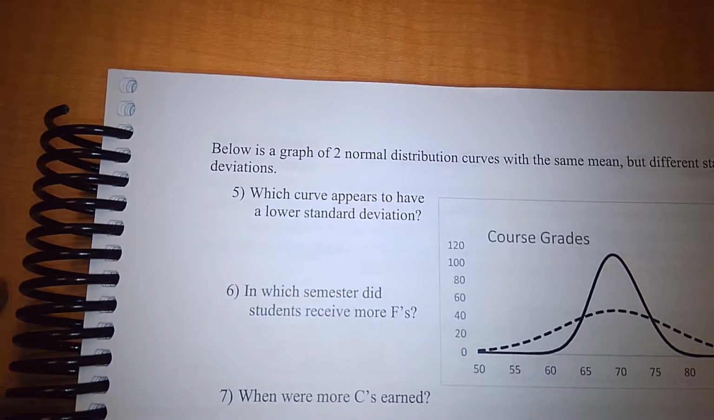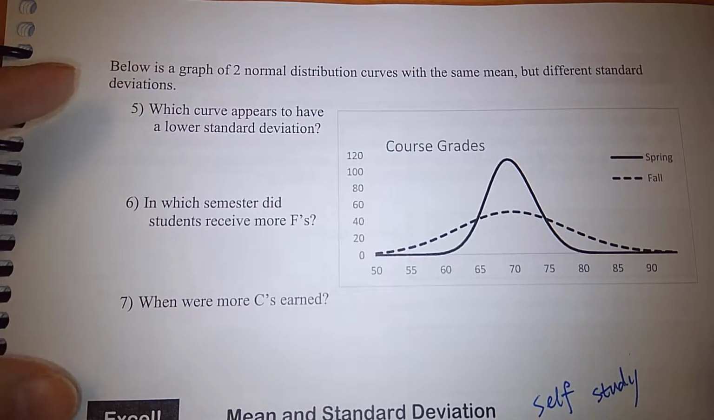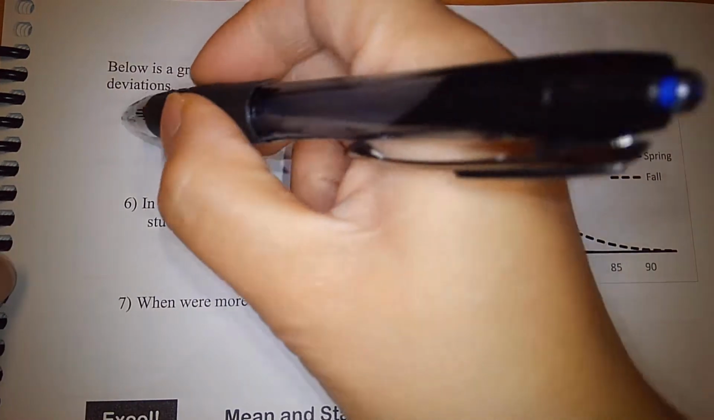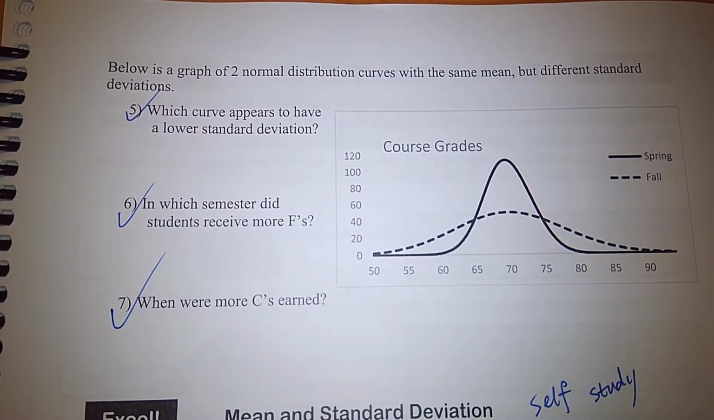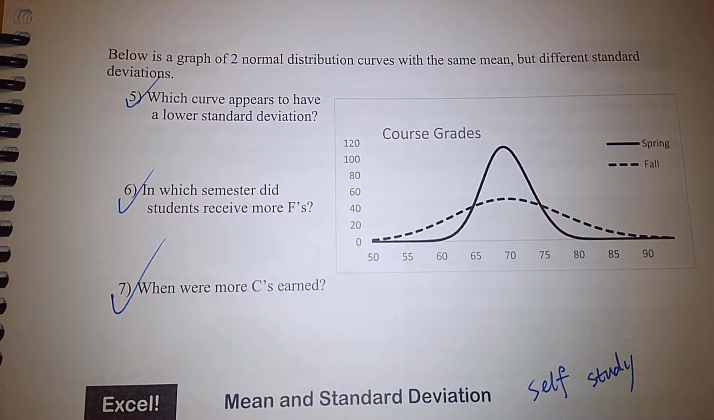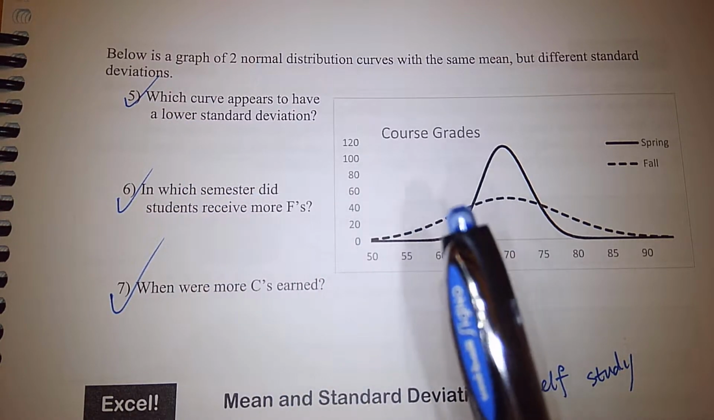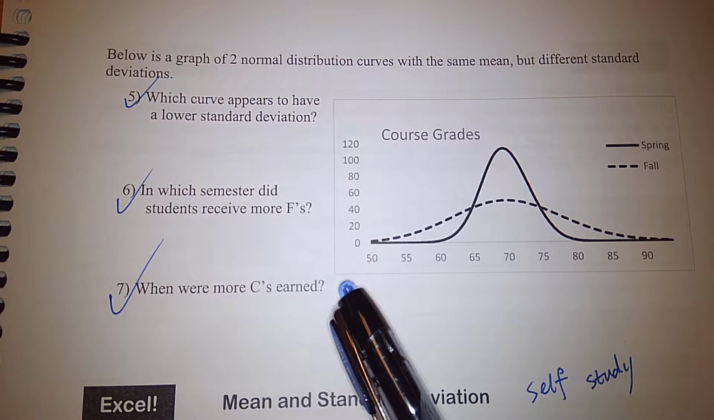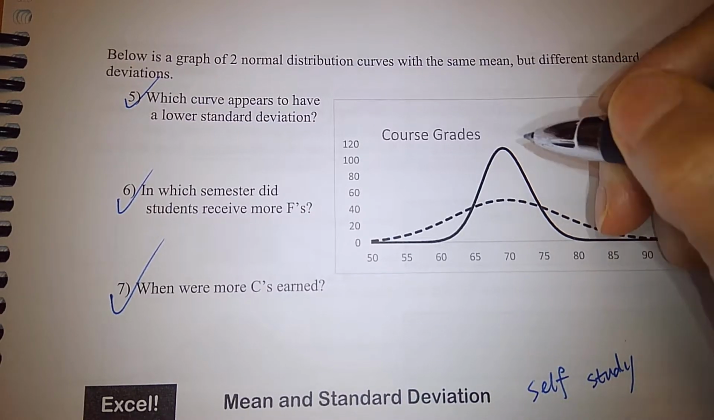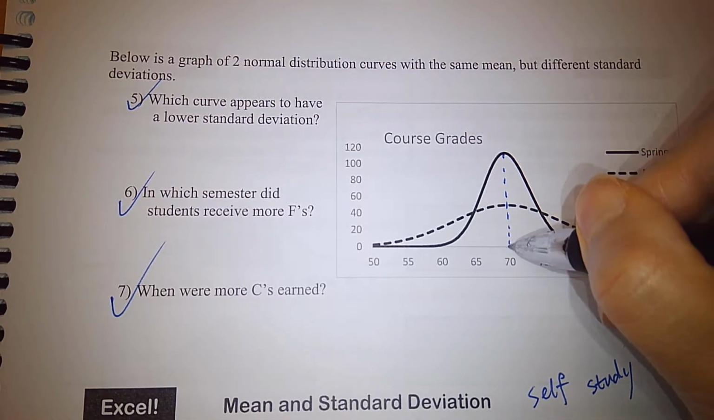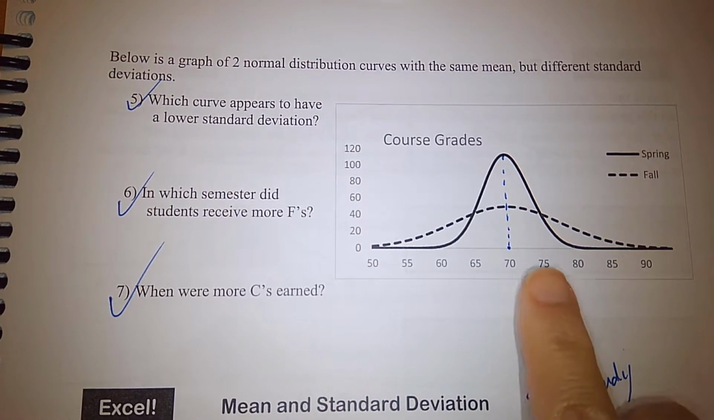Alright, now let's turn to page 191 and answer questions 5, 6, and 7. Look at the question, please. Below is a graph of two normal distribution curves with the same mean. What is the mean value? You can tell it's about 70.